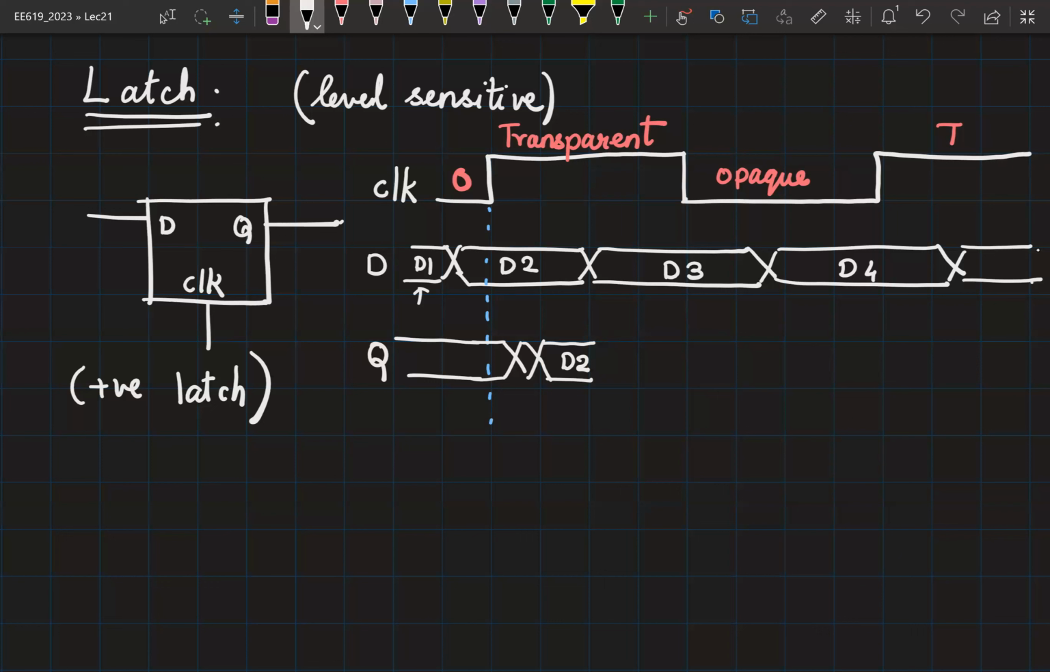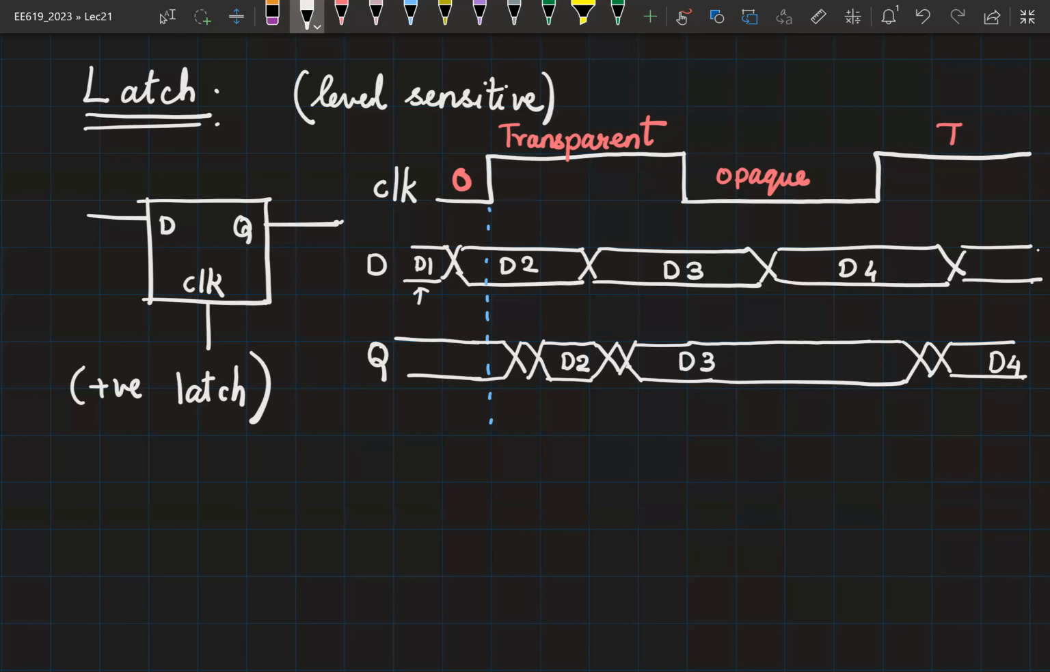So this is D2. Now, corresponding to this, you would have a transition. Then you will have D3. What is the next value that you will see? You will see D4 at what instant? After this clock edge. Everybody got this?